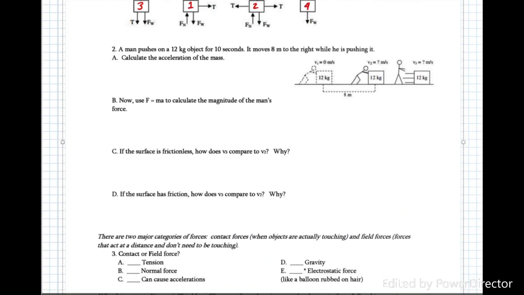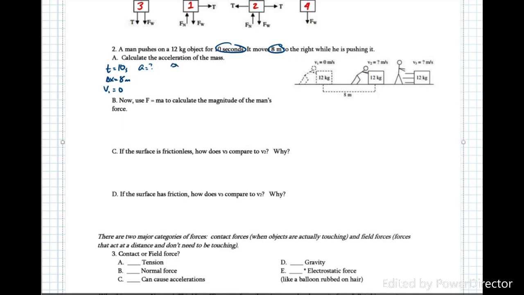2, I got a man pushing on a 12-kilogram object for 10 seconds, 8 meters to the right while he's pushing it. First thing we want is the acceleration. We have enough information here. Going for 10 seconds, 8 meters. The time is 10 seconds. Displacement is 8 meters. We start off with an initial velocity of 0 and we want to accelerate.